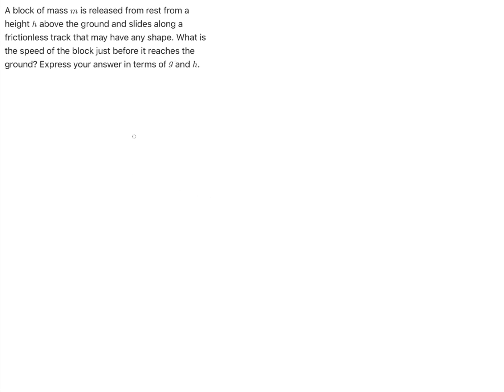So, the important thing about this problem is that we have a frictionless track. That means that friction does not act on the block, and so no non-conservative forces are acting on the block-Earth system. And so since no friction and no non-conservative forces are acting, the total mechanical energy is conserved. And so we have that the initial mechanical energy is equal to the final total mechanical energy.